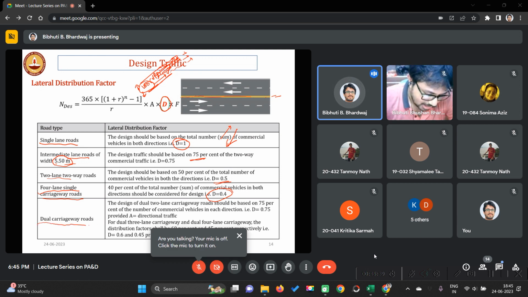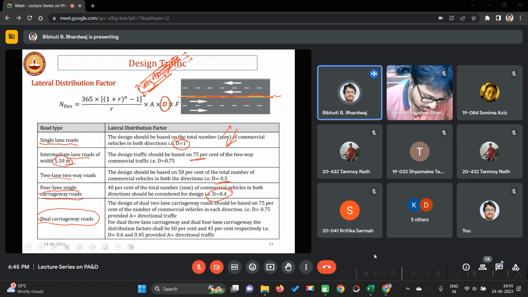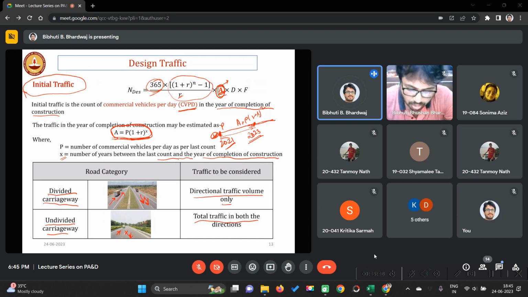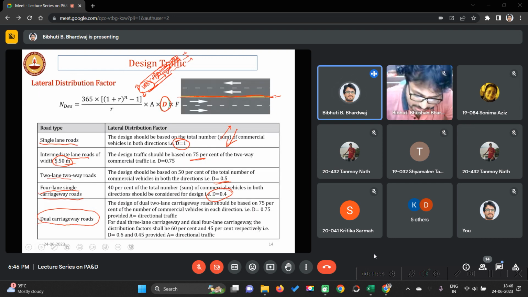But if it is a dual carriageway, that means there is a median, in that case your A will be no more the total traffic. A will be the directional traffic, that means either in this direction or in this direction, whichever is higher. So only this direction. And if it is a dual carriageway, that means it has one median here and on each side it has two lanes like this case, then D will be 0.75.